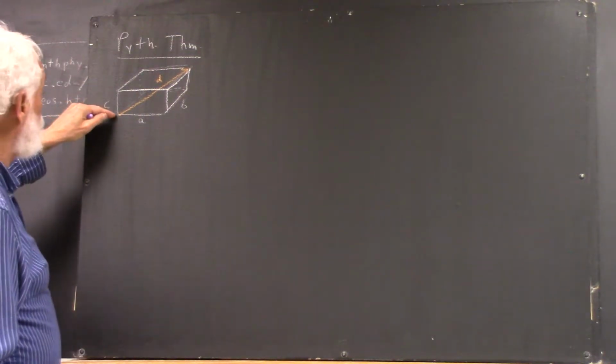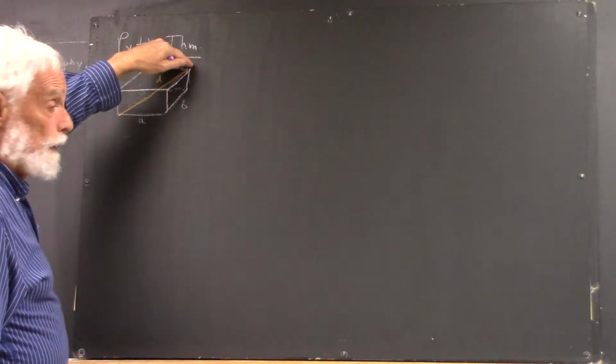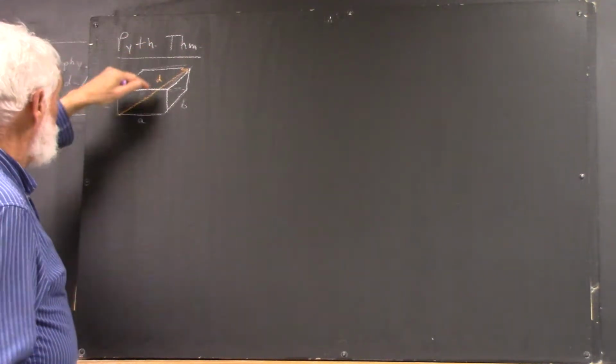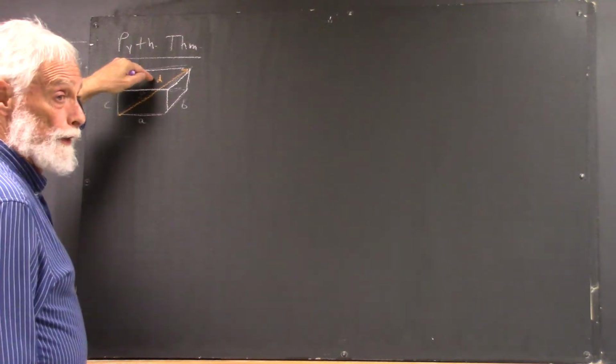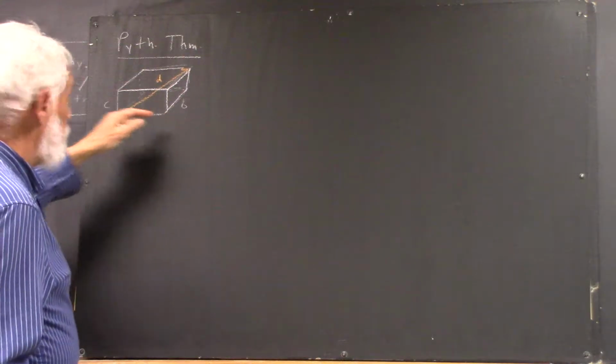We draw a vector from this corner, the lower left front corner, to the upper right back corner. That would be the orange vector. And we're going to say its length is D. How do we get D from A, B, and C?